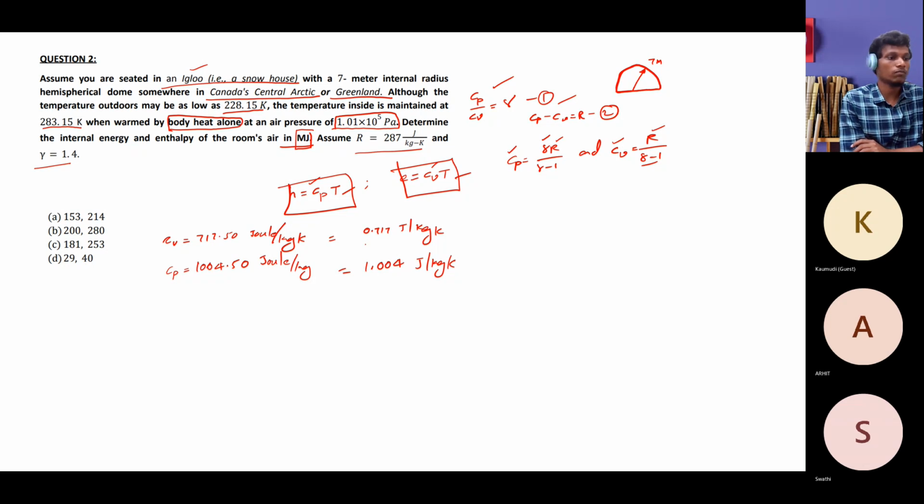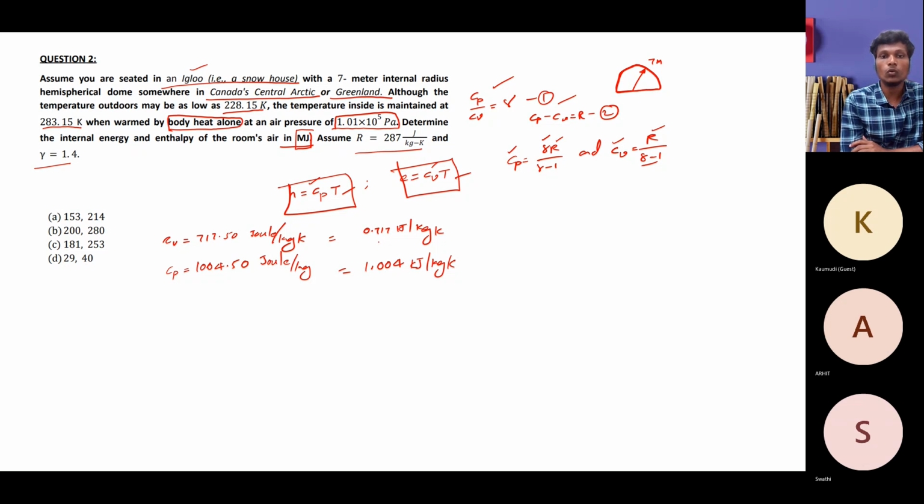Okay, these are the miscalculation. Let me see. Okay, 1.004. This is the one. This is kilojoule, not a joule. So these are the standard values that we generally use for air.